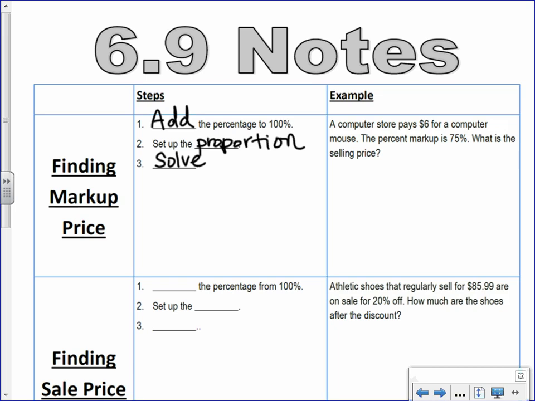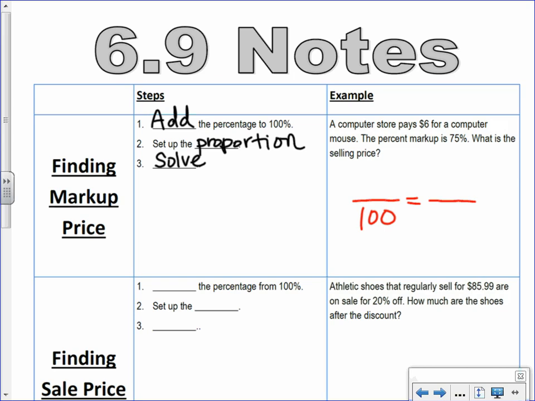Okay? All right. So a computer store pays $6 for a computer mouse. That little thing that you can move around. You guys know what I'm talking about? The mouse. Okay. The percent markup is 75%. What is the selling price? So you still set it up the same way. You still have 100 on the bottom. All that's going to look the same.